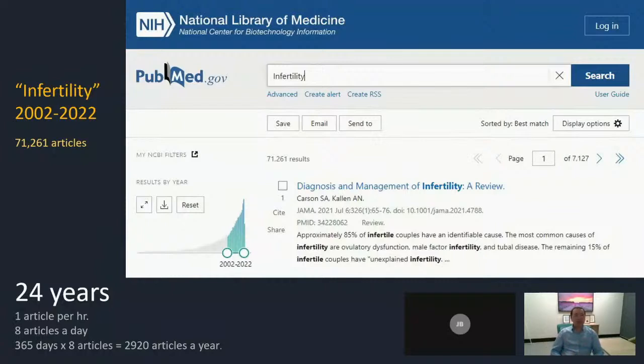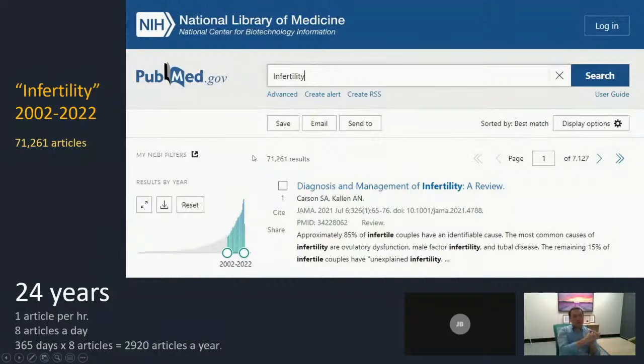Then you can say, okay, let us narrow it down. We don't want to be reading all the research papers. Let us look at the last 20 years, because this is where most research papers we use for clinical practice are published. Then even when you narrow it down, you will have 71,000 research articles.